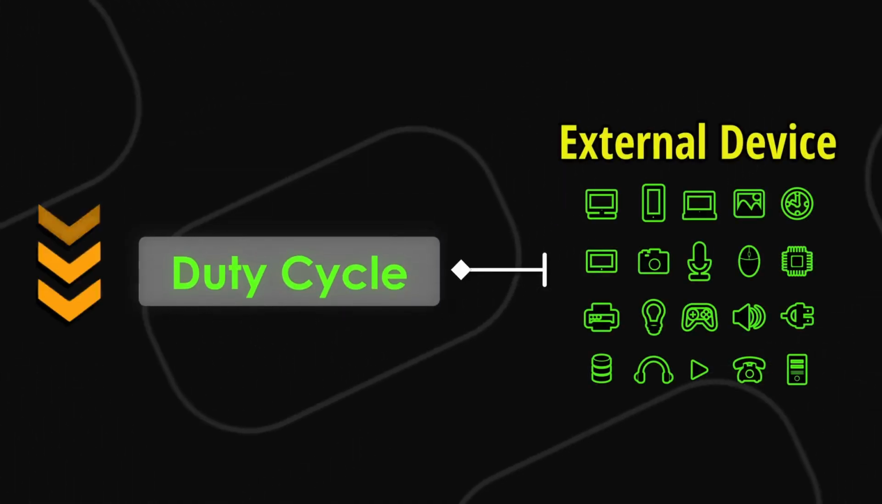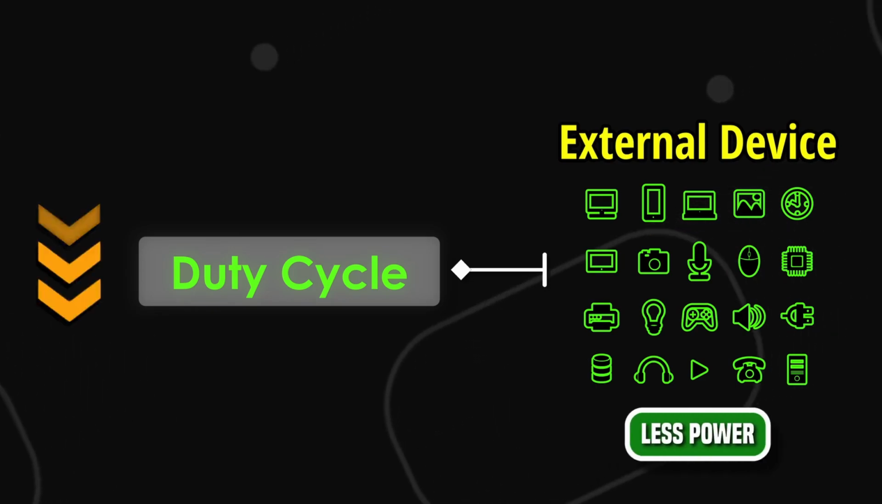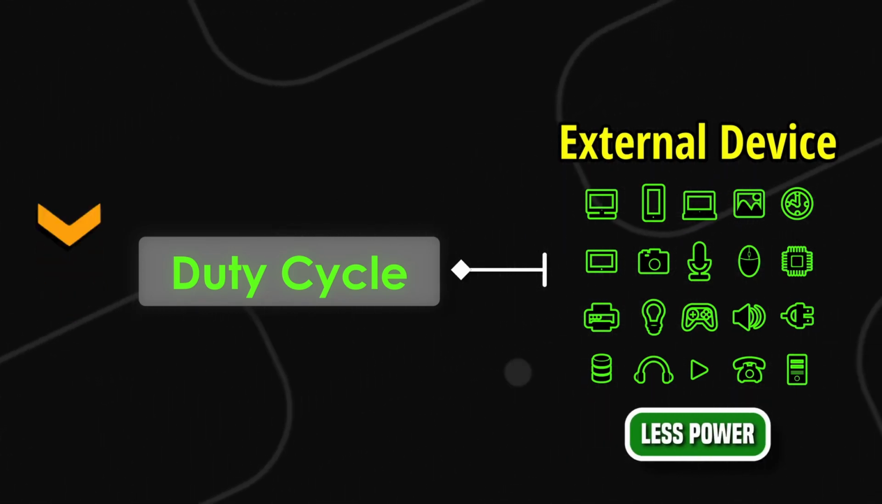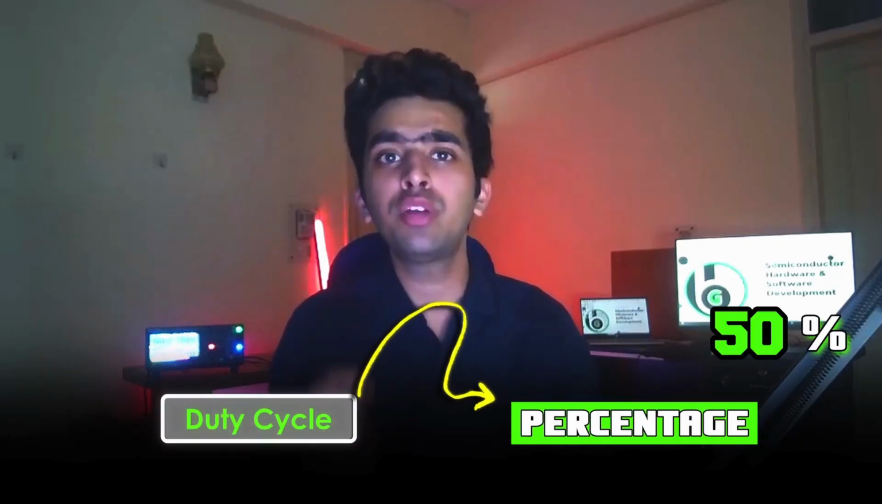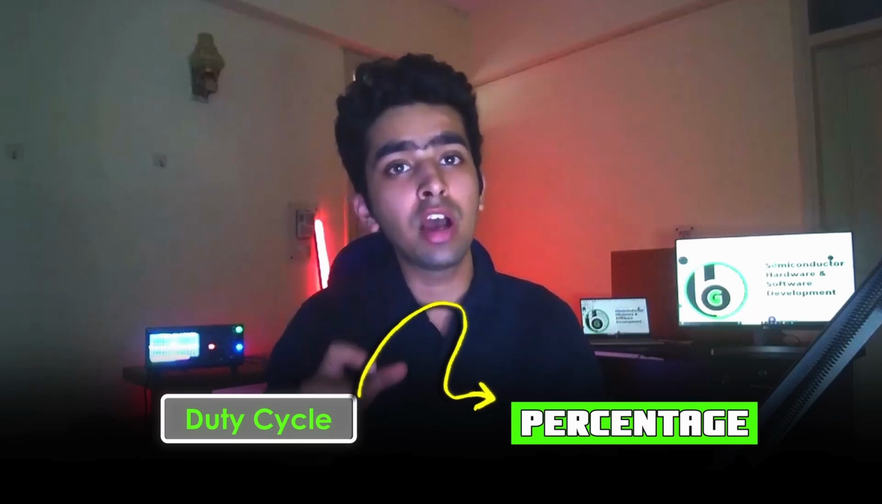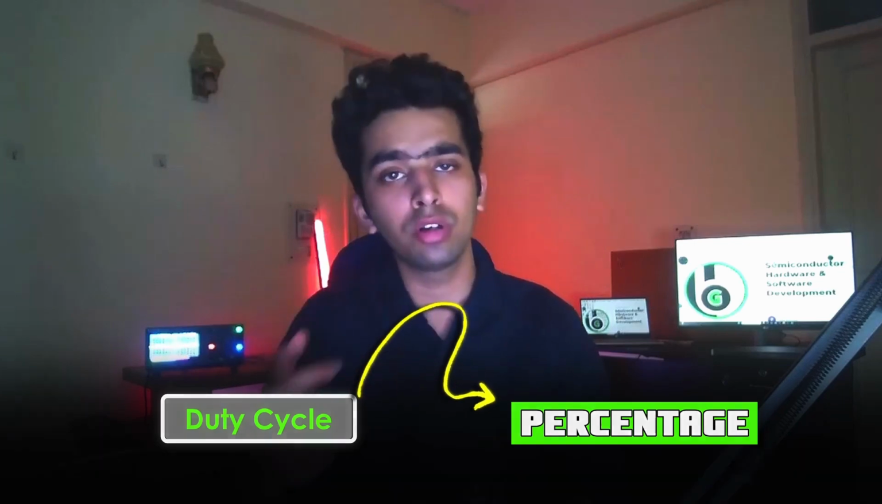The less the duty cycle is, it means the signal is having low voltage for most of the time, so less power would be delivered to the external device. We generally measure the duty cycle in terms of percentage, 50% duty cycle, 60% duty cycle, where this percentage denotes how much percentage of the time our signal is being kept on.